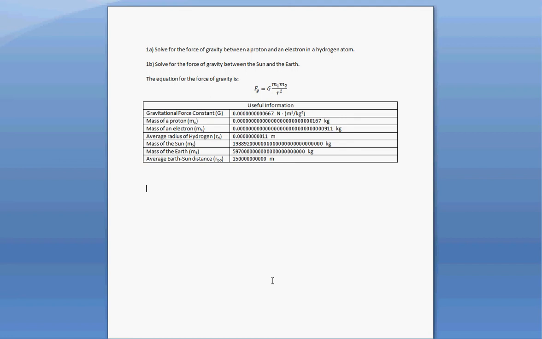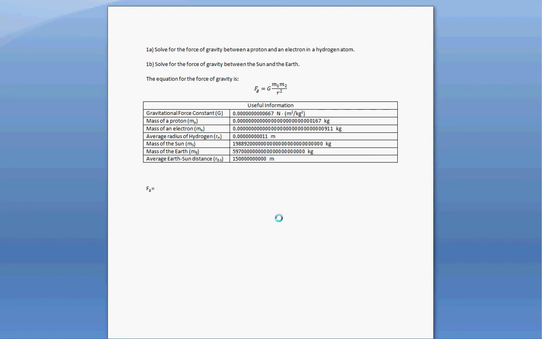Here we're going to solve for the force of gravity between first a proton and an electron, and then the sun and the earth. We're going to use this equation here, and we're going to use all this information to do so. So we're going to start with the force of gravity between a proton and an electron.